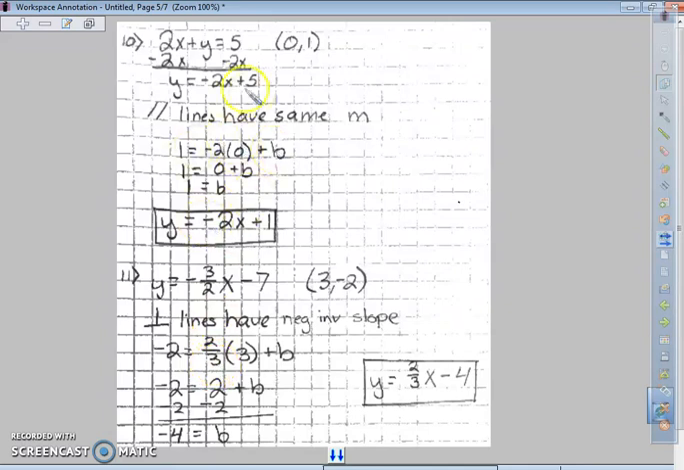Okay, so just like we did up here, we take the 2/3 and we put it in. We put the negative 2 in for y. We put the 3 in for x. Negative 2 equals 2 plus b. Subtract 2, b equals negative 4. So y equals 2/3 x minus 4.